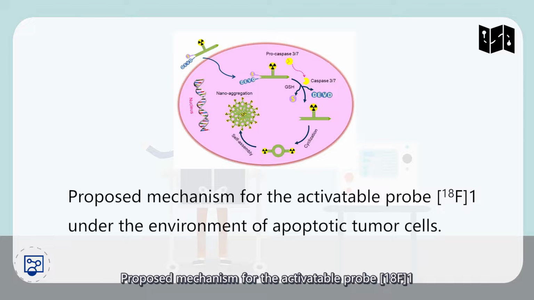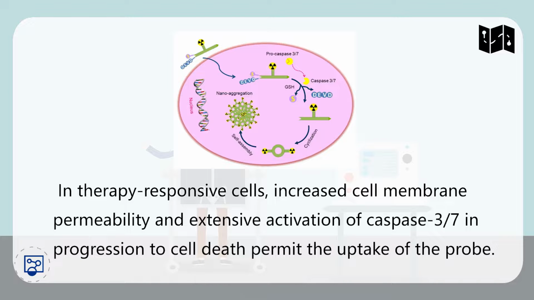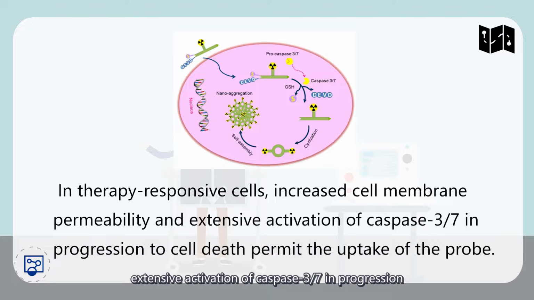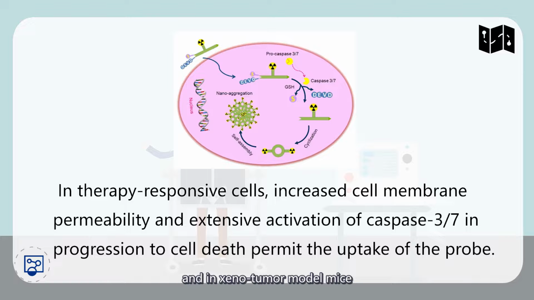Proposed mechanism for the active probe F18-1 under the environment of apoptosis tumor cells. In the therapy-responsive cells, increased cell membrane permeability and extensive activation of caspase 7-3 in progression to the cell death permit uptake of the probe. The cell uptake of F18-1 in DOX induced apoptotic HeLa cells and in xenotumor model mice.